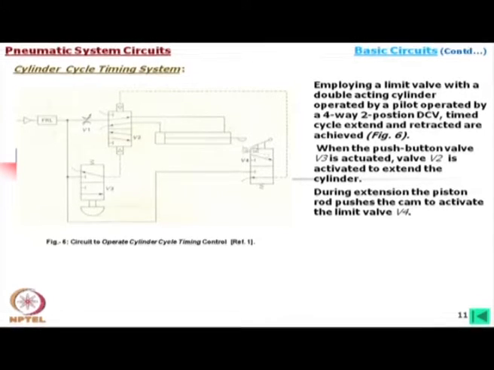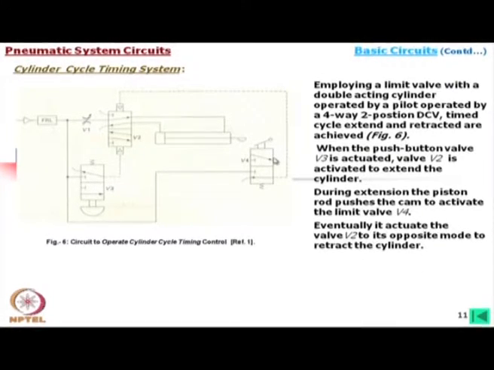Now, this is our limit valve. During extension, the piston rod pushes the cam to activate this limit valve. So, when it extends, the position of this valve, or rather this cam, and this piston is important. So, this is done with proper fittings.